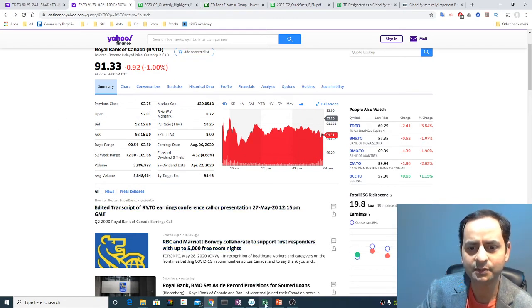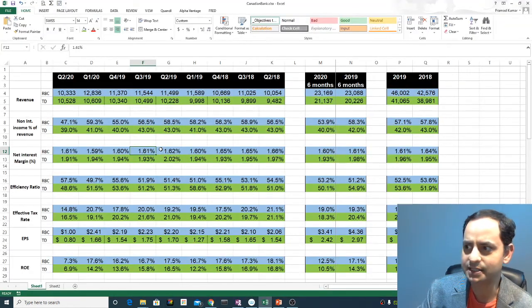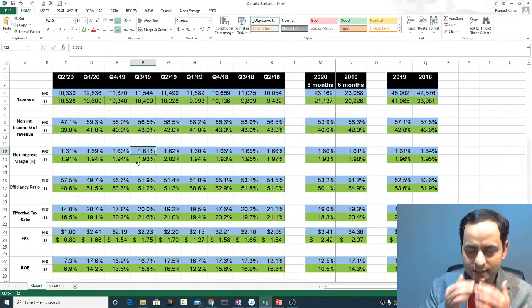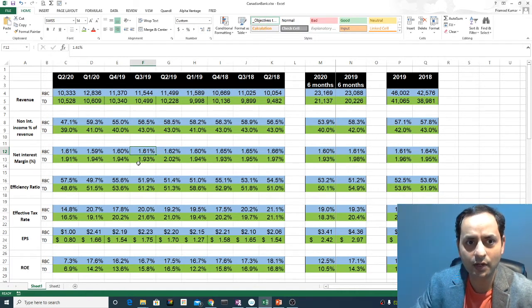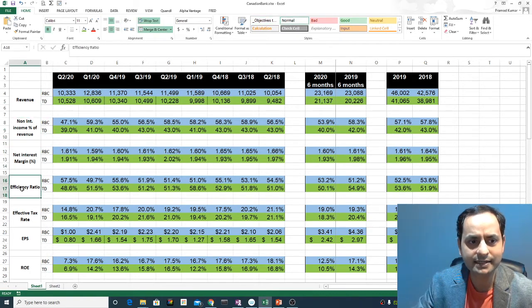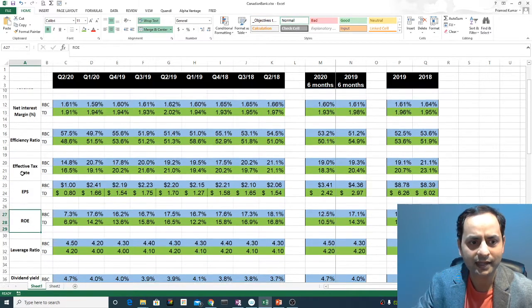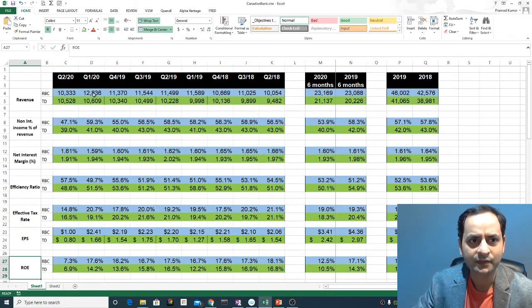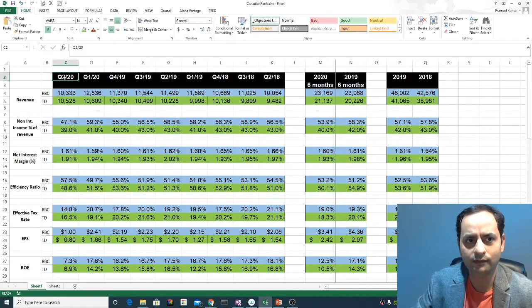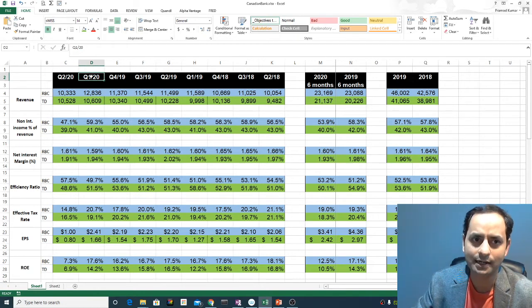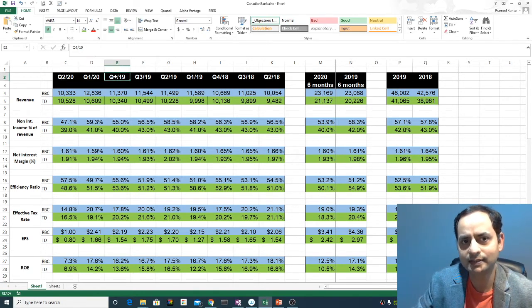Okay, so let me go to the spreadsheet. In this spreadsheet, I have the same format, if you have noticed, as on my RBC side. I have different components here, and we'll go through them one by one, pretty much a lot of components. So here we have the latest Q2, basically today or yesterday in the case of RBC, the second quarter of 2020, and then the first quarter which ends in March, and December of 2019, and so on.